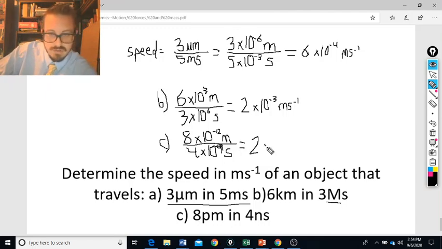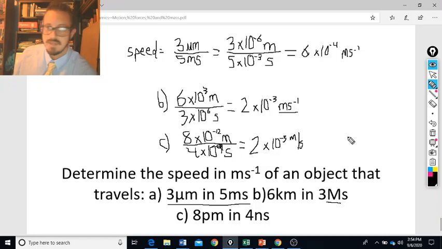So we'd have 2 by 10 to the negative 3 meters per second. Or you could show it like I did up here, meters per second with the negative index. 8 times 10 raised to the negative 12 divided by 4 by 10 to the negative 9 is 2 by 10 to the negative 3. So once again, it builds your confidence when you see that in the calculator.